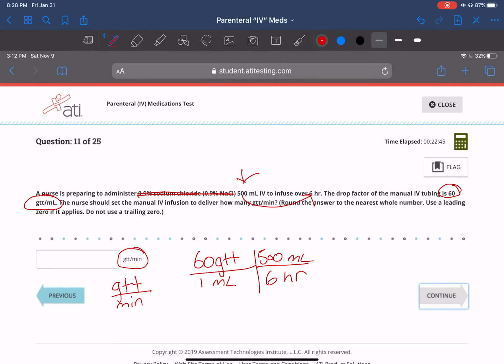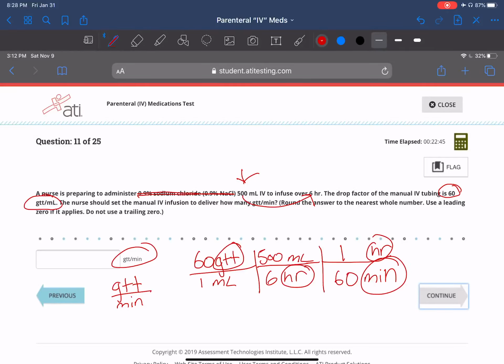Okay, so now we have time, which is what they're asking for, but they need it in minutes. So let's convert that hour to minutes. And like I said, for the train track, we have an hour down here, so we need an hour up here. And we know that 1 hour is equivalent to 60 minutes. And then what are they asking for our answer? GTT over minutes. So now we have GTT over minute. So let's go ahead and do that math.